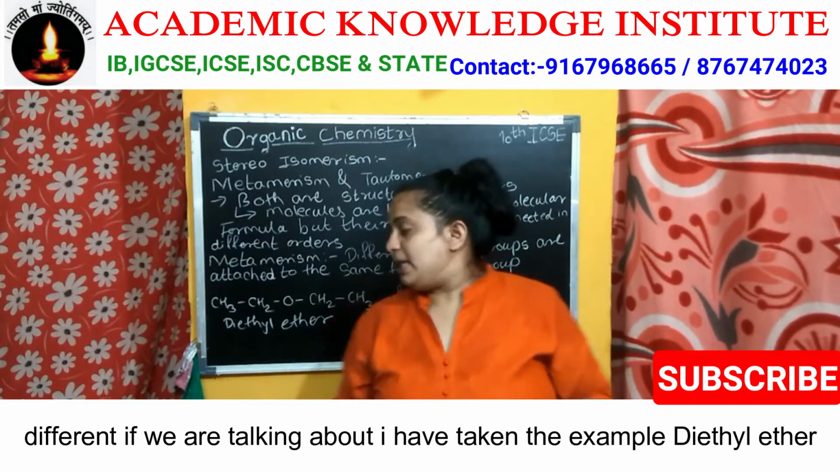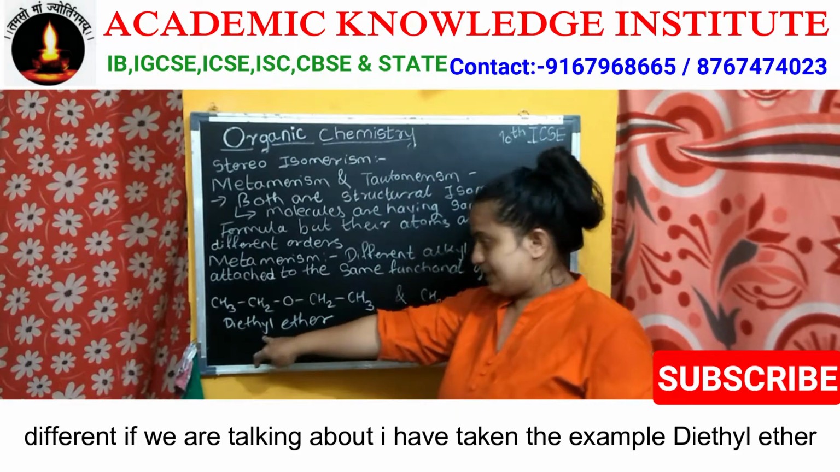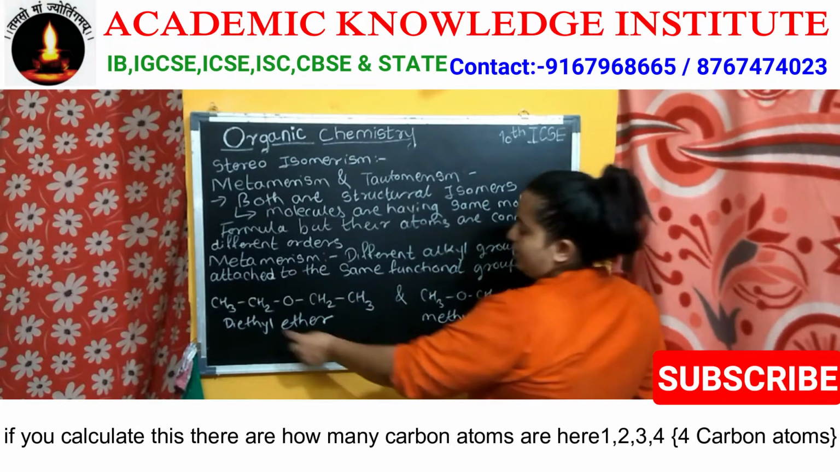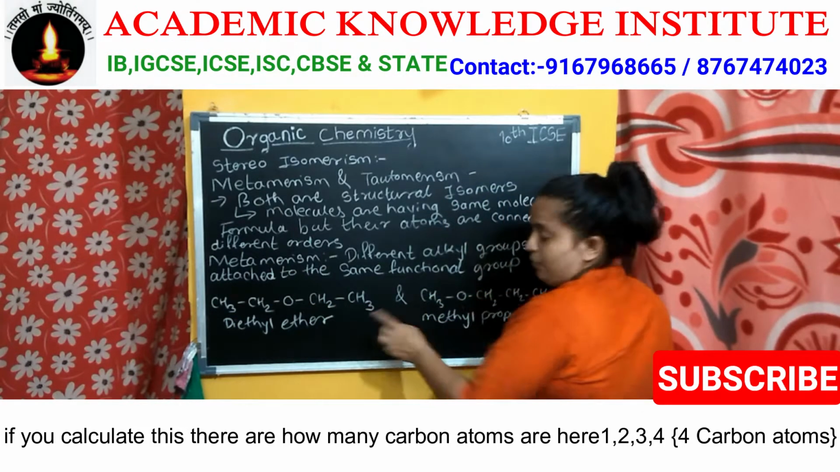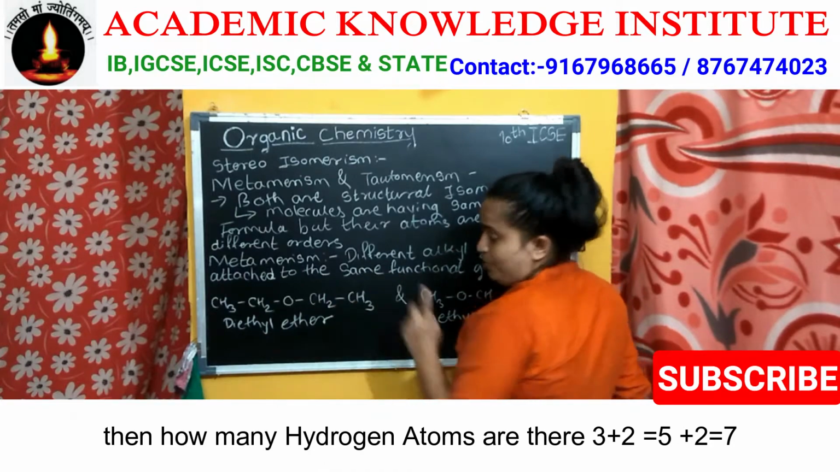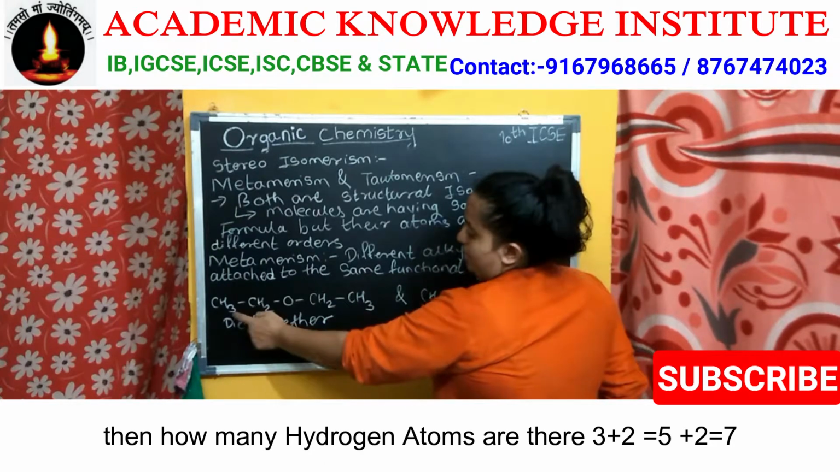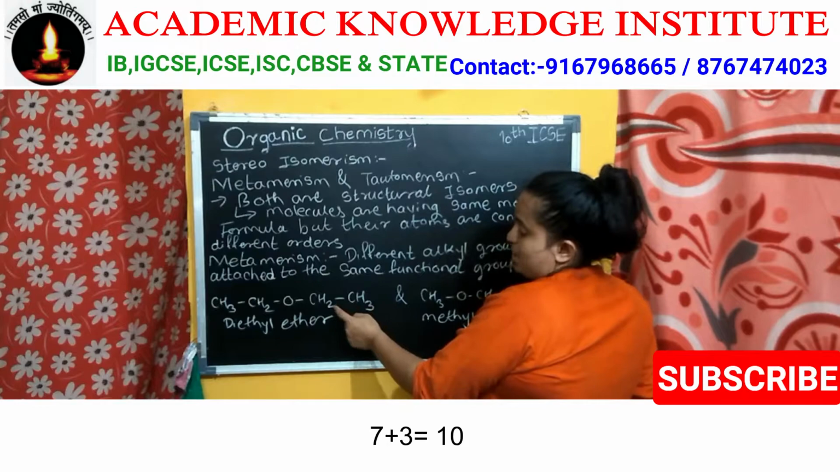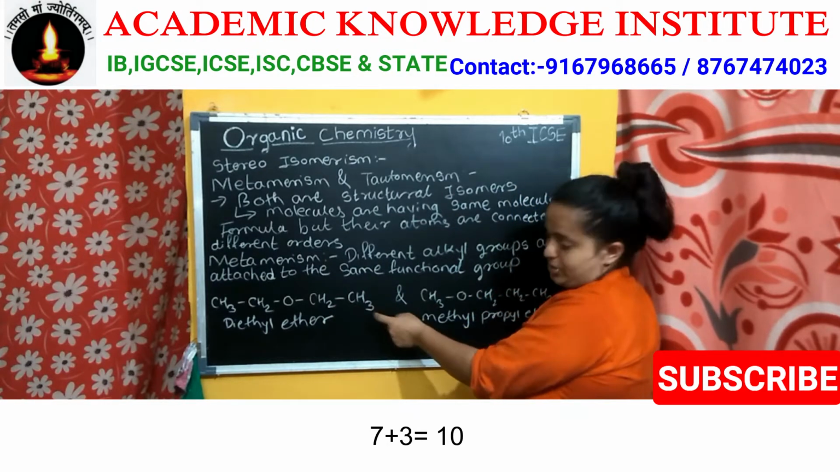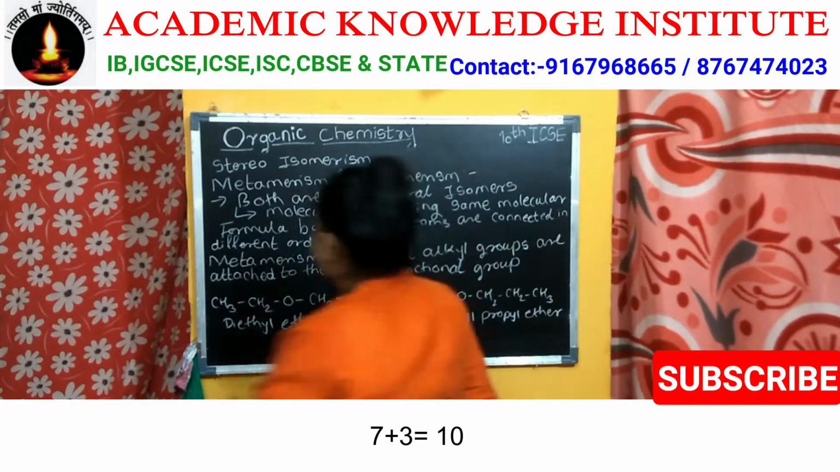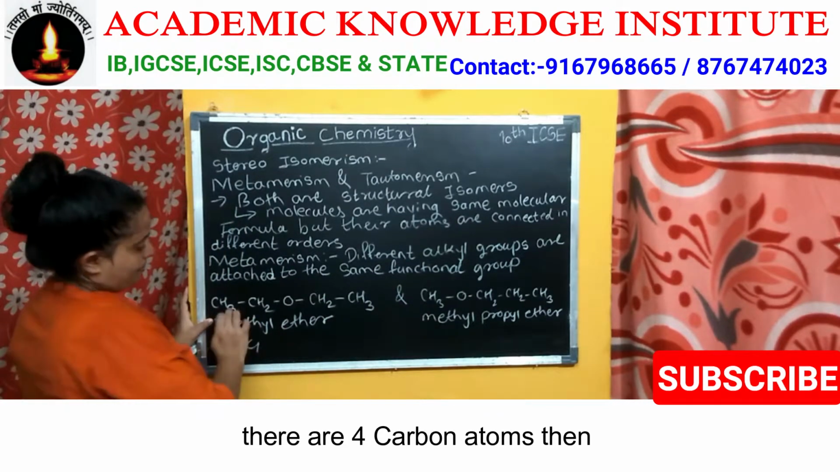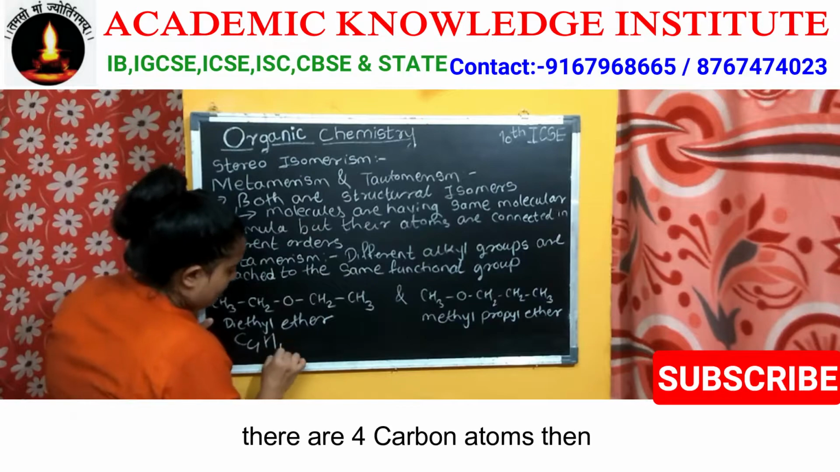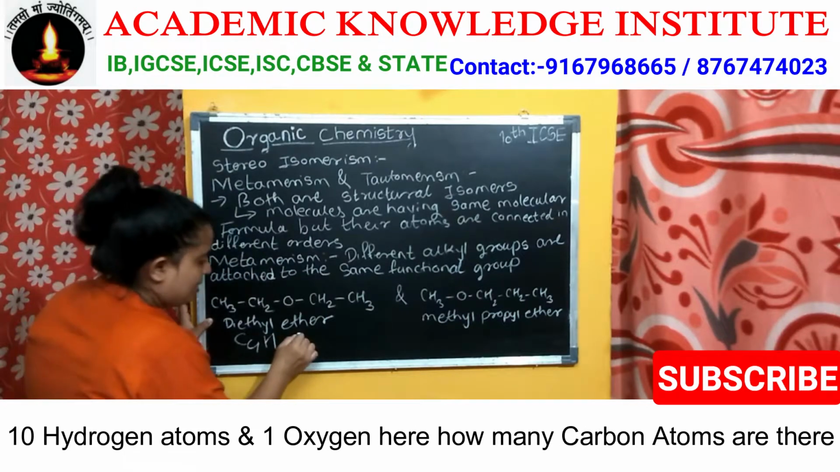Here I have taken the example of diethyl ether. If we calculate this, how many carbon atoms are there? 1, 2, 3, 4. 4 carbon atoms. How many hydrogen atoms are there? 3 plus 2, 5. 5 plus 2, 7. 7 plus 3, that is 10. That means here there are 4 carbon atoms, 10 hydrogen atoms and 1 oxygen.